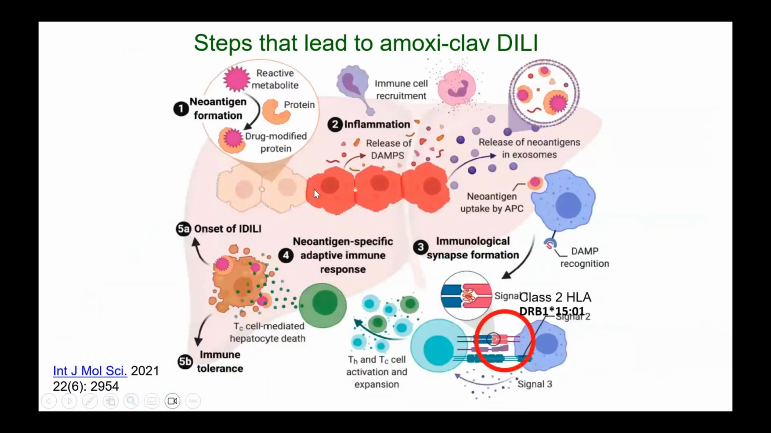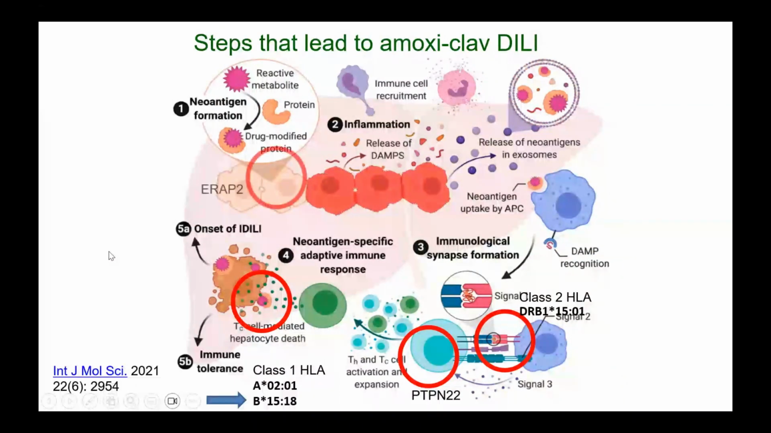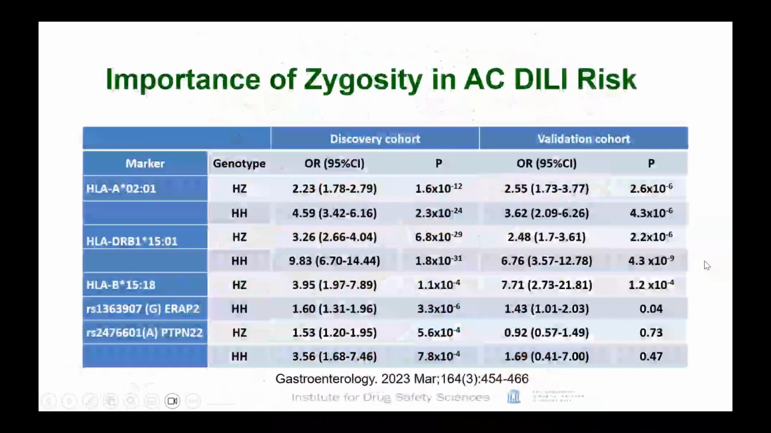So what we have, as we know, is the class 2 HLA risk allele, the major class 1 HLA risk allele, and the variant in PTPN22. We also identified a second class 1 HLA that was rare in this same publication that was associated with risk. But importantly, this association with ERAP2 gets us into the hepatocyte antigen presenting part of this entire scheme.